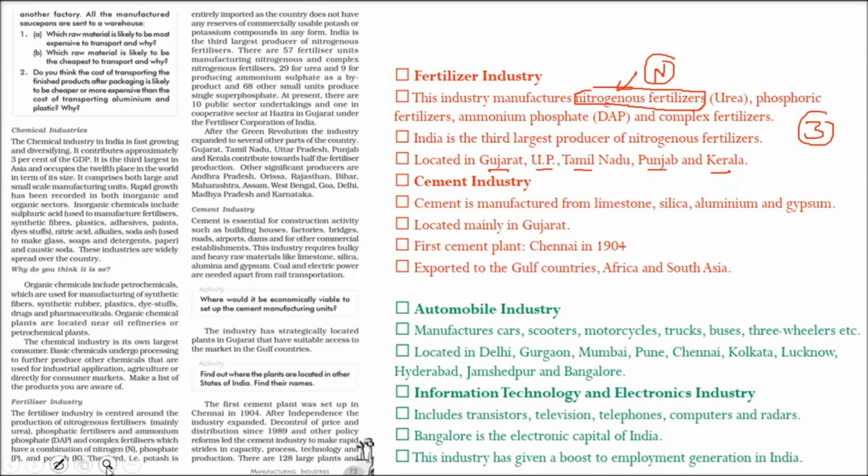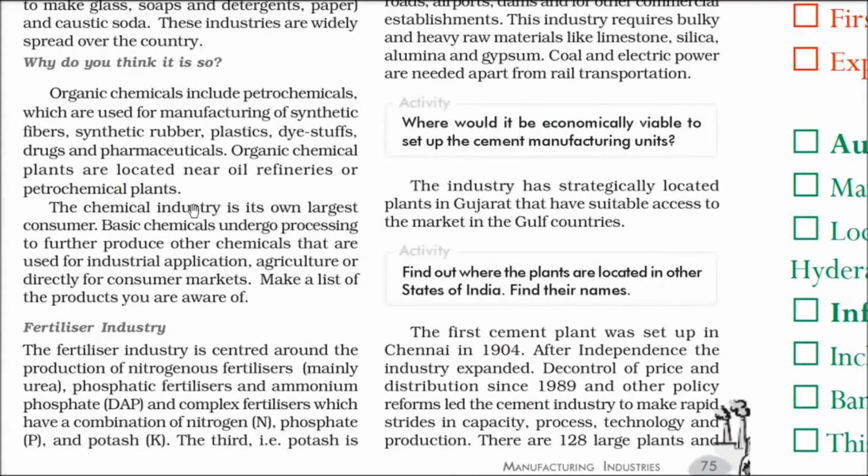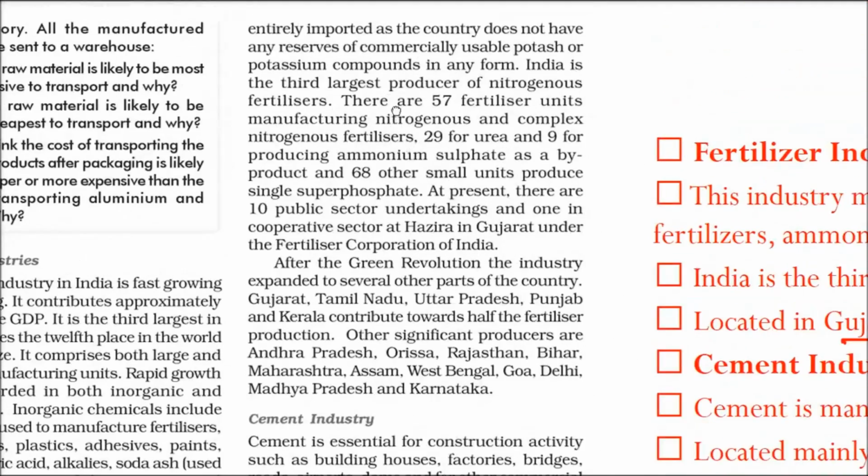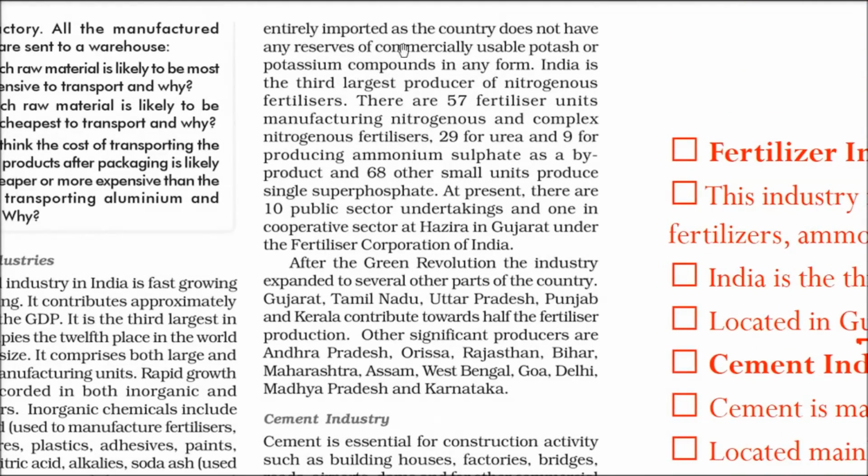So this fertilizer industry, as we just said, produces nitrogen fertilizers, which is mainly urea, then phosphatic fertilizers, ammonium phosphate, and complex fertilizers. And complex fertilizers are essentially the combination of nitrogen, phosphate and potash. So NPK, nitrogen, phosphate and potash, this is called the complex fertilizers. The third one, which is potash, we don't have that much reserves of this potash, so we generally import it.